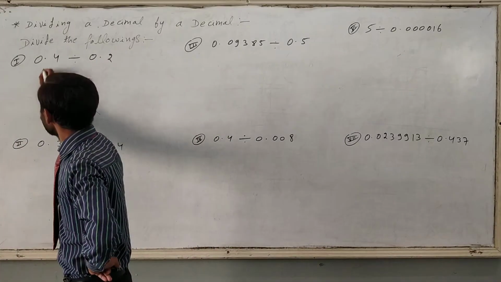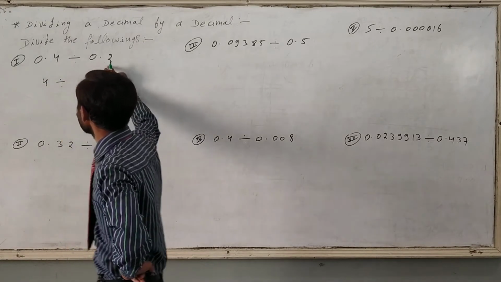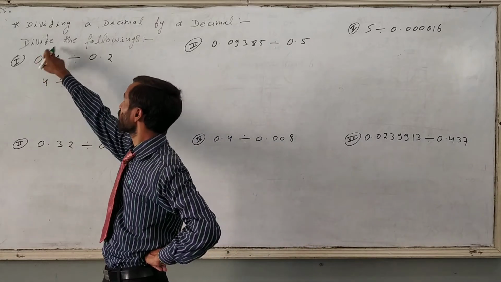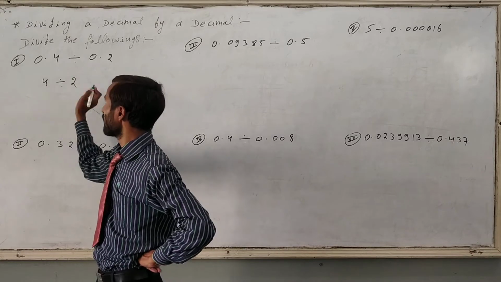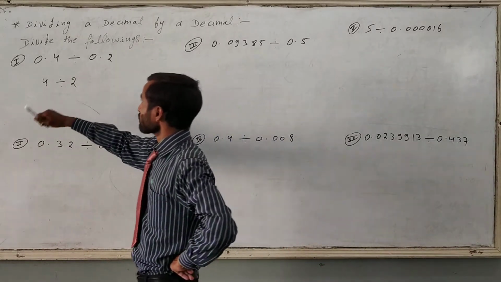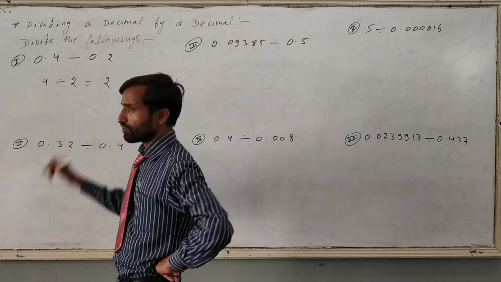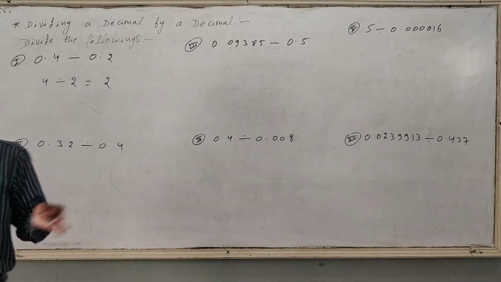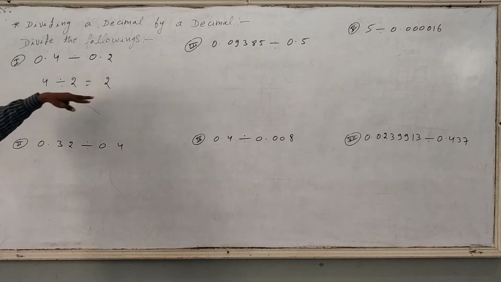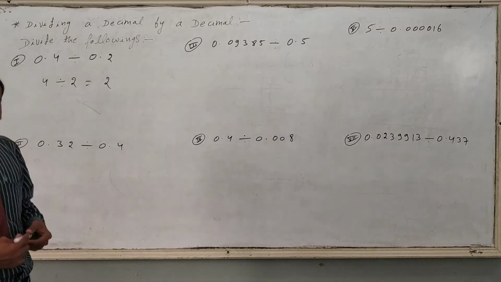There is one decimal place here and one decimal place there, so the decimal will be removed from both sides. It will become 4 divided by 2. Then we write it down and divide 4 by 2. The answer will be 2. There is no real division here; you can directly divide if you know the table of 2, 2 times 2 is 4. That's why the answer will be 2. After that, see the next question.